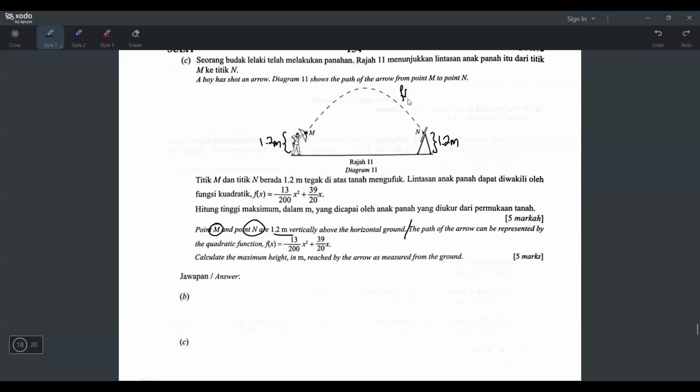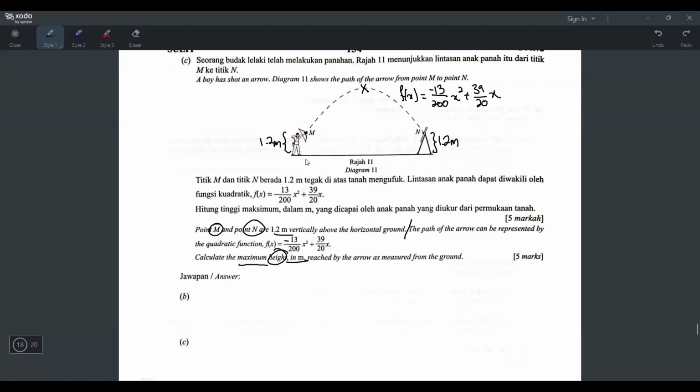And then the path of the arrow can be represented by this equation. So let's write down the equation. f(x) equals, this one is negative, negative 13 over 200 x squared plus 39 over 20 x. And then it says calculate the maximum height in meters reached by the arrow as measured from the ground. So the keyword here is maximum. So you have to find the maximum point, because this is when the arrow is at the maximum height. And then the answer will be the distance from here to the ground.